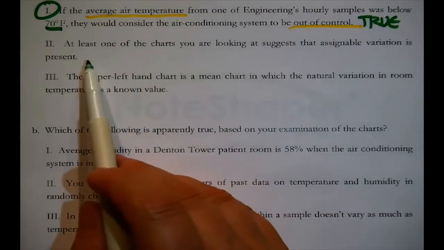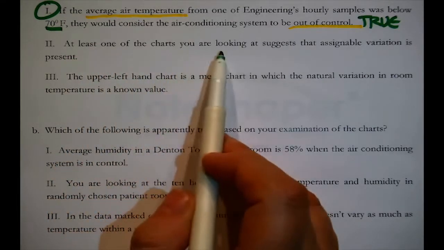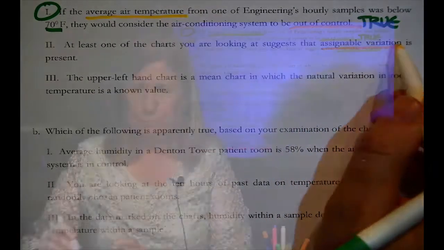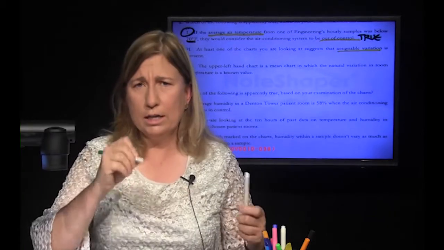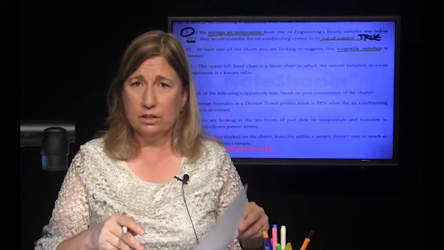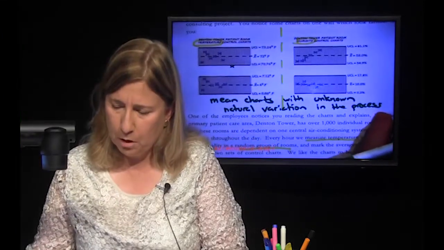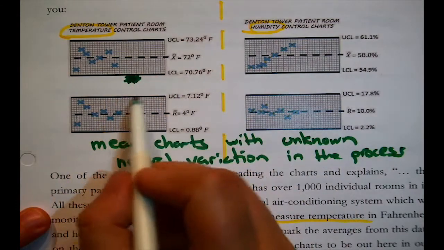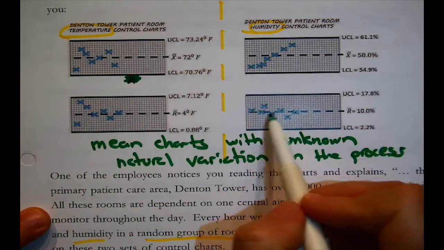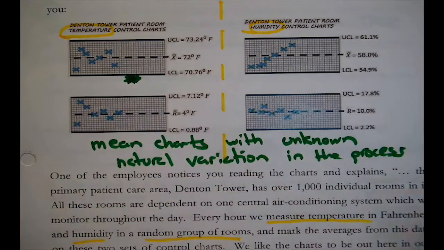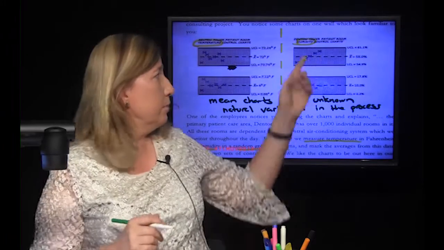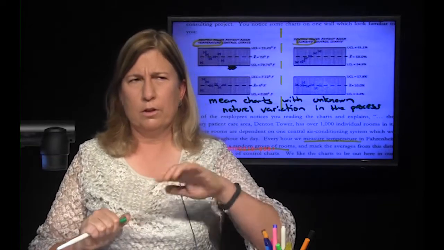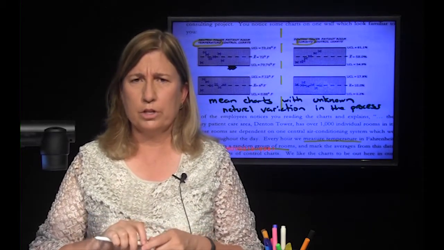Okay, second statement: at least one of the charts you are looking at suggests that assignable variation is present. Now, we just mentioned that if in marking data, any of the data falls outside the limits, that's a sign of assignable variation. Remember, I just marked that for demonstration. This is what you can see on the wall. We're looking at where they plotted their observations, and we're not seeing anywhere that any of this data is outside the limits. So we say, well, then there must be no assignable variation. Okay, whoa, wait a minute.